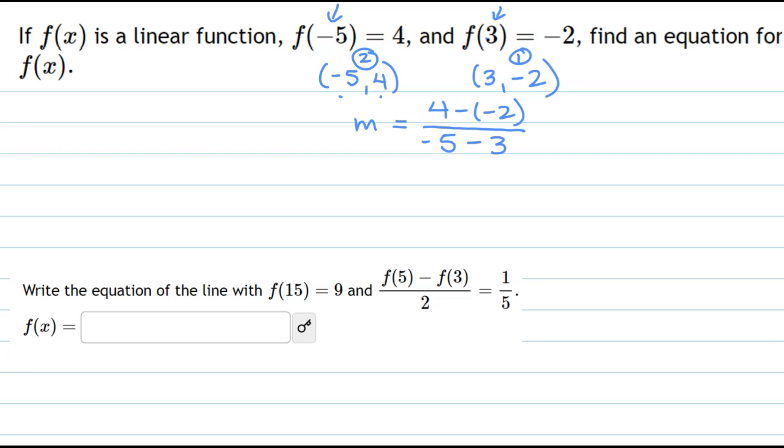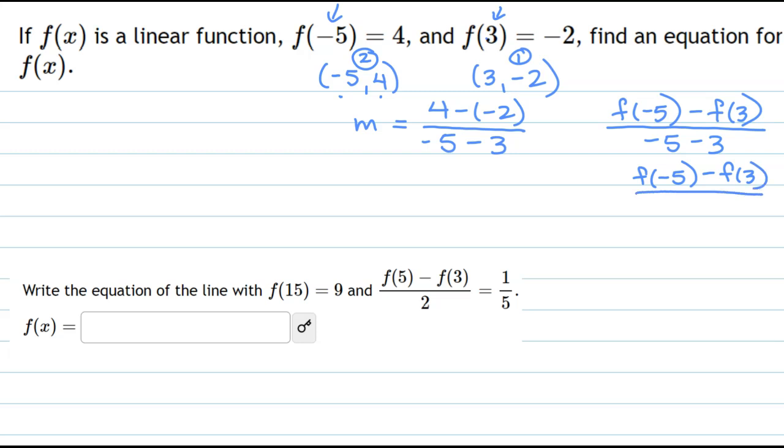The way we would say y1 in function notation is f of -5. And the way we would say y2 for this problem in function notation is f of 3. And that's all over -5 minus 3. Or we can even go one step further and say slope is going to be f of -5 minus f of 3 all over -8. And if you had flip-flopped which was your point 1 and your point 2, it would reverse that order on top and you would get a +8, but it's all the same thing.